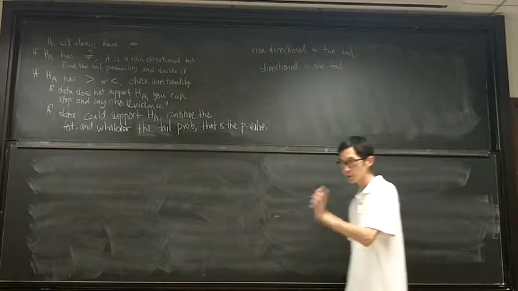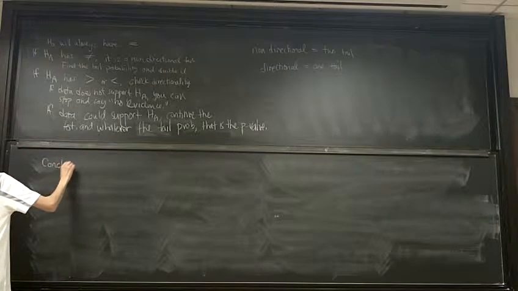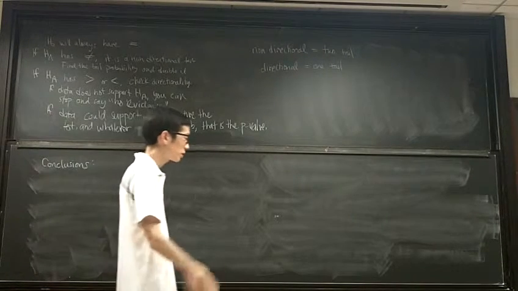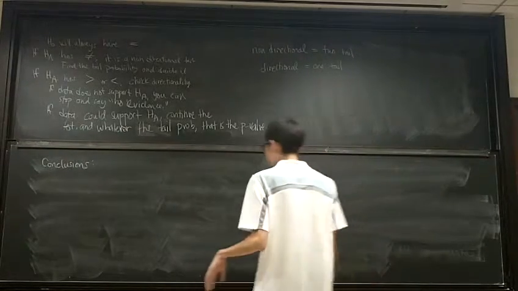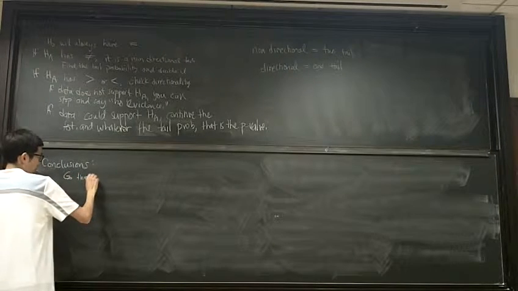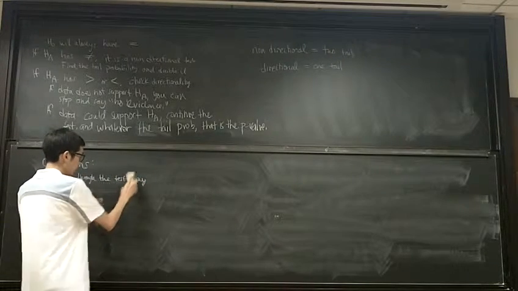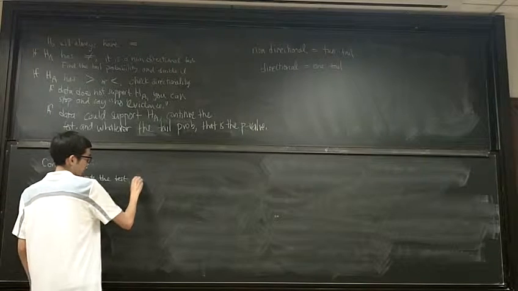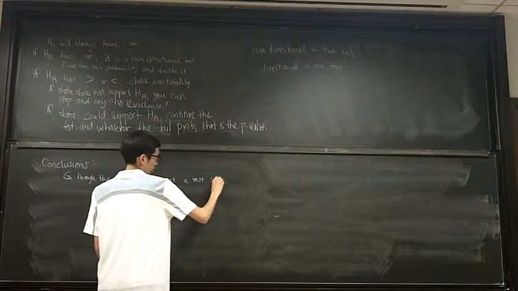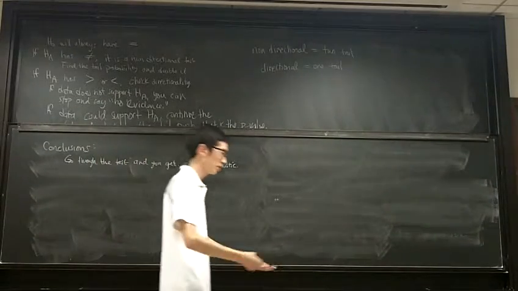So let's talk about the conclusions we make. Alright, so you go through your test and you find a p-value. Well, you get a test statistic. You look that test statistic up in the table, and you get a p-value.